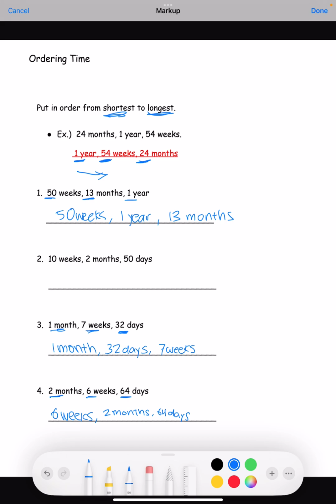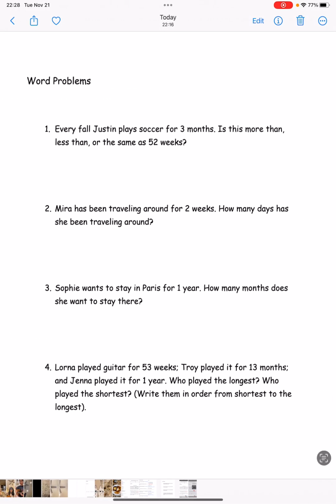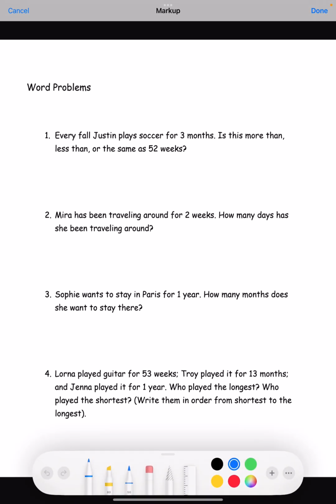Okay, last page. Okay, let's try some word problems. Number 1, every fall Justin plays soccer for 3 months. Is this more than, less than, or the same as 52 weeks? Remember, 52 weeks is the same as 1 year, and 3 months is not 1 year, so it would be less than.